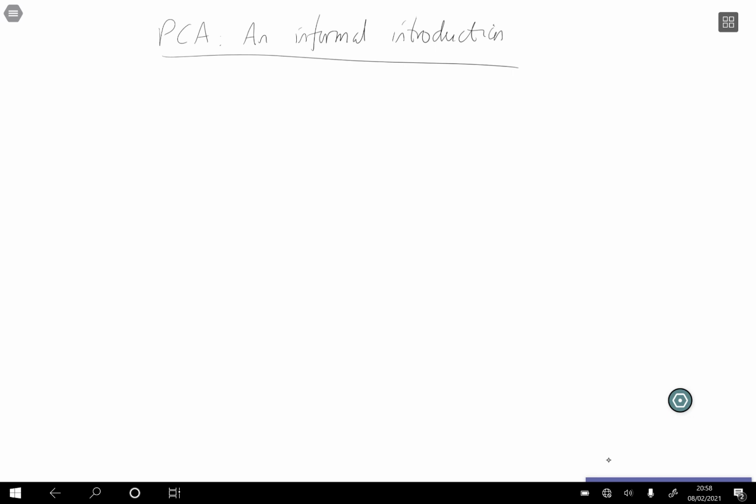Okay, so this chapter is going to be an informal introduction to principal component analysis, PCA. So let's recap. Let's suppose we are given n data points, x1 to xn, each of which is a vector of length p, and we're going to stack these into a matrix X, where x1, the first data point, is row 1, down to the nth row, which is going to be xn transposed. So this is an n by p matrix.